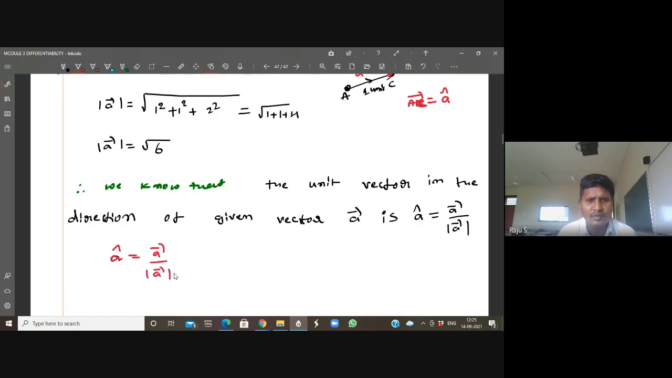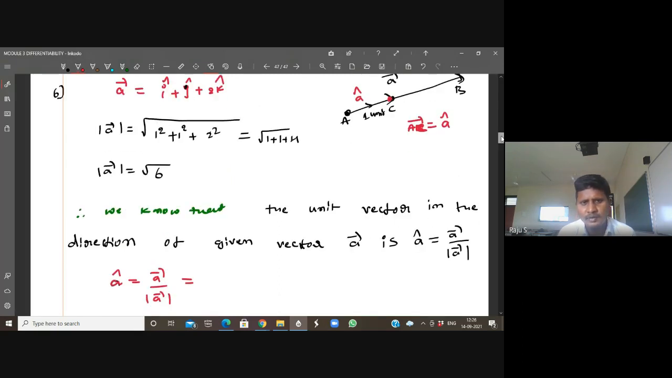Now substitute both the values. We know vector a is i plus j plus 2k. You may write i cap, j cap, k cap, or else simply i vector, j vector, k vector, because everyone should remember that i cap is equal to i vector, j cap is equal to j vector, and k cap is equal to k vector.